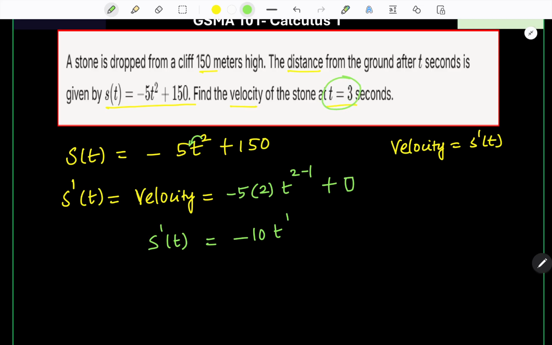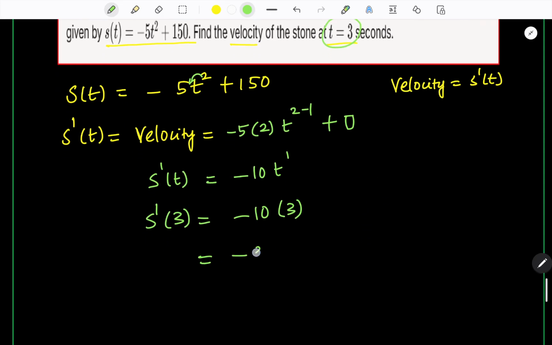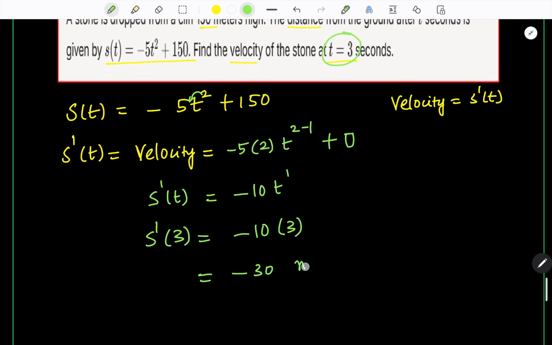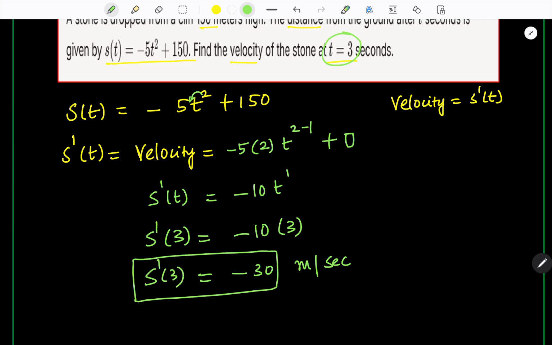So this is your s dash of t. What is the question? t is equal to 3. So s dash of 3 is equal to minus 10 into 3, which is equal to minus 30. Actually this is meters, so we are going to write meters per second. So s dash of 3 is equal to minus 30. Now you are very clear how to find the velocity.